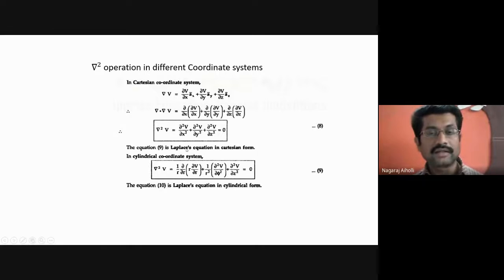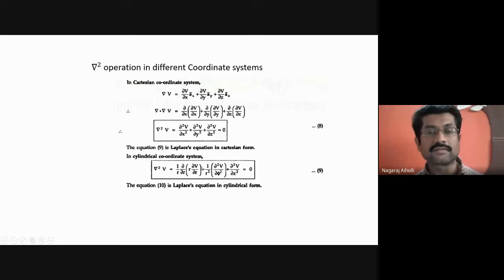Next is the Laplace equation in cylindrical form. That is, del square V is equal to 1/r ∂/∂r of (r ∂V/∂r) plus 1/r² ∂²V/∂phi² plus ∂²V/∂z², equal to 0. This is the Laplace equation in the cylindrical coordinate system.